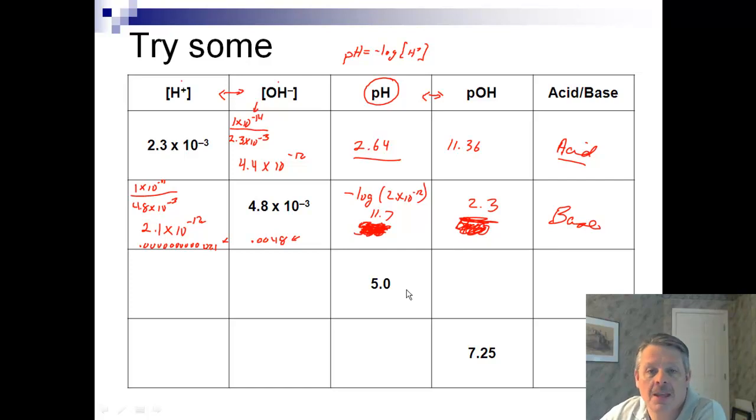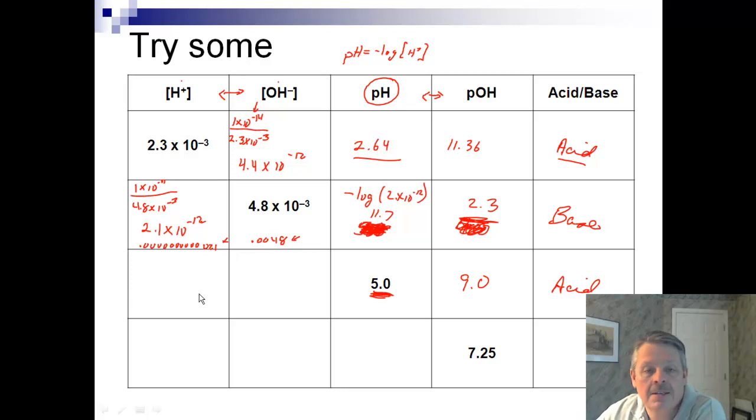All right, how about the third one? Can you do that? I can do that one in my head. Can you do that one in your head? Pause the video, see if you can do it. Well, let's see. Here I've got 5, so that means what I have to have over here is 9.0, because 5 plus 9 gives me 14. Because it's 5, that's less than 7, so that means I have an acid.